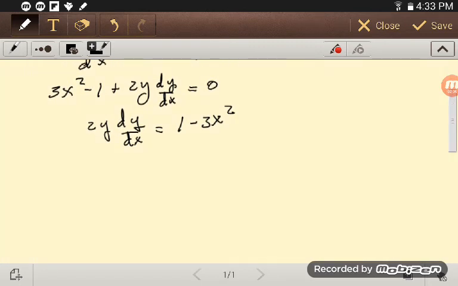Okay, now solve for dy/dx, and I have my dy/dx is equal to 1 minus 3x squared over 2y. And there we go. There is exercise 5.